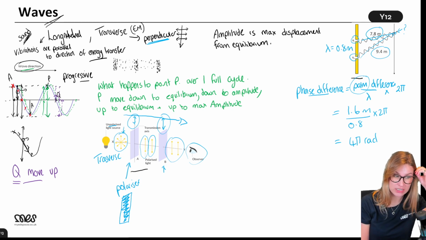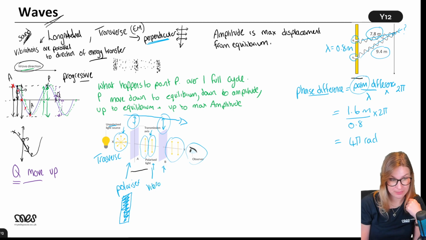So you see here, we've got loads of light, but here when we have our polarized light, what that means is we're only getting vibrations or oscillations on one plane. So again, polarized light is when we have vibrations or oscillations in one plane, right?